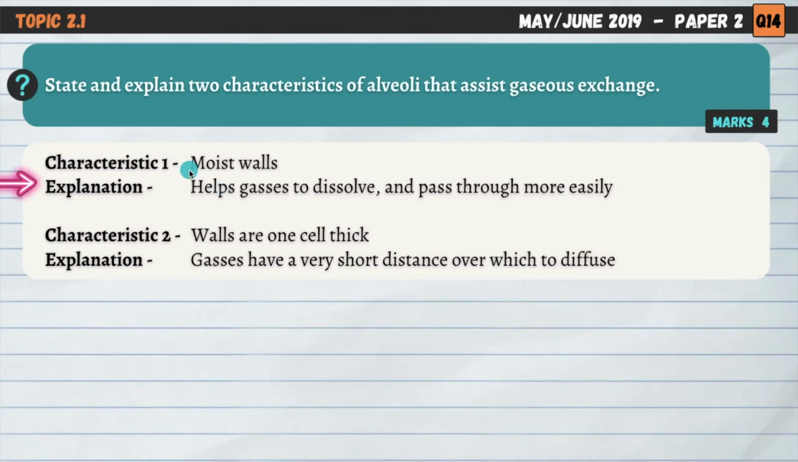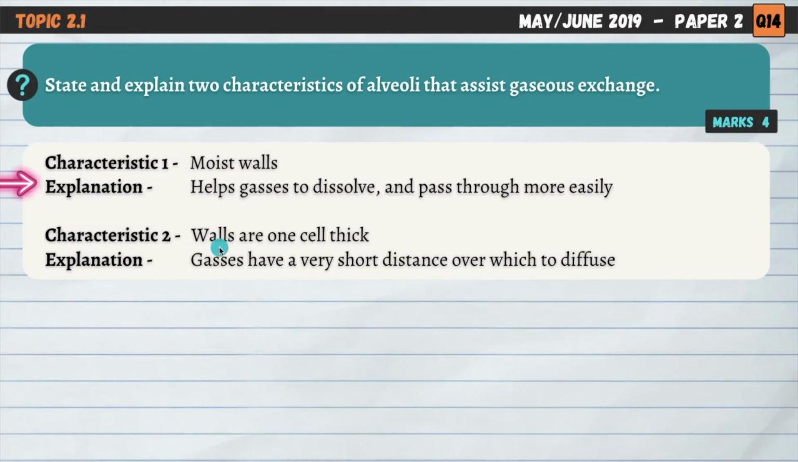So a couple of characteristics that I've gone for. I've said that the alveoli have moist walls, and how does this help with gaseous exchange? Well, the moisture on the outside of the walls of the alveoli helps gases to dissolve, and that helps them to pass through the walls of the alveoli much more easily, thus speeding up that process of gaseous exchange. Okay, so 2 marks there for that first characteristic.